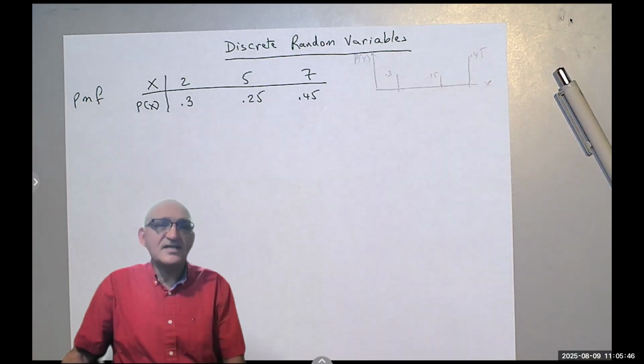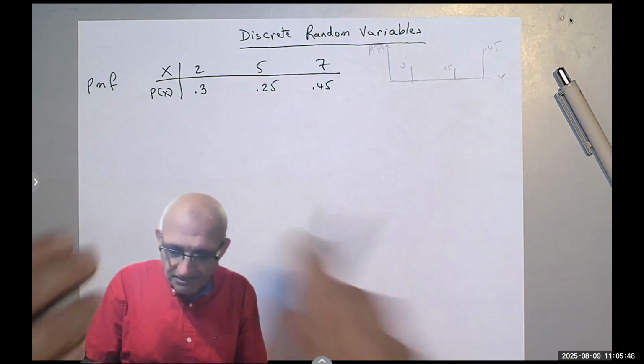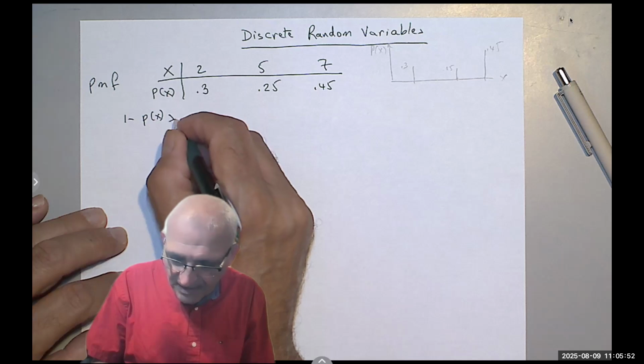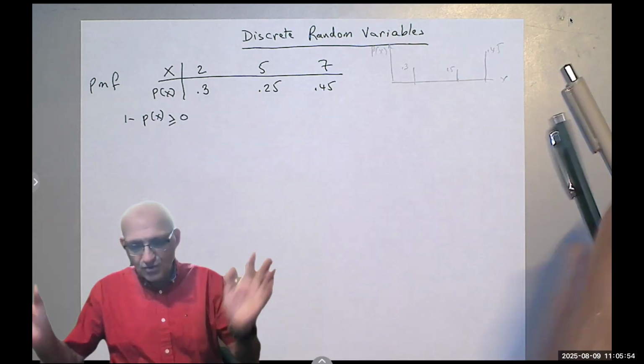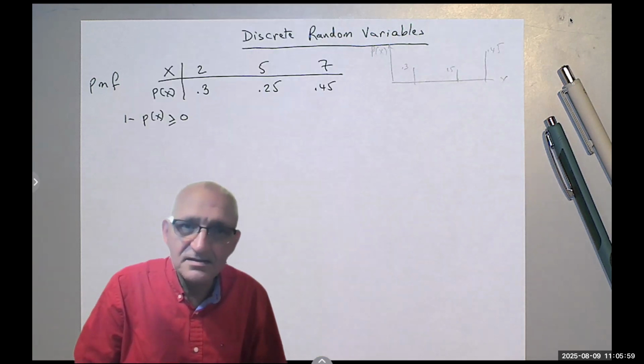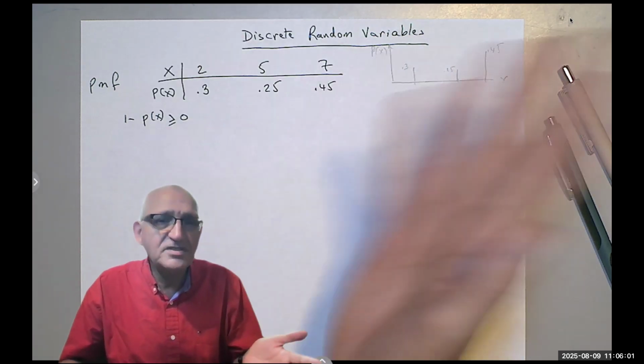So what do we notice about these probabilities? Number one, that P of x has to be greater than or equal to 0. There is no such thing as negative probability, because the worst case is that you won't get the number that you want, and that would be 0, right?